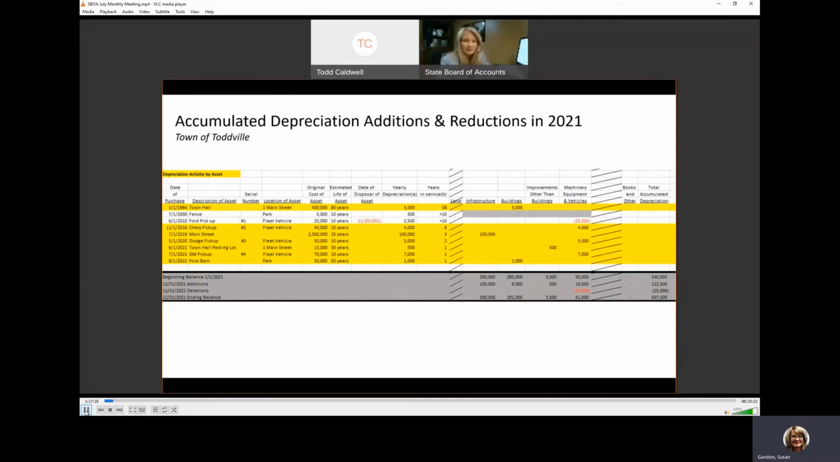For Main Street, I'm adding $100,000 because that's my yearly depreciation. The Dodge is $5,000. The Town Hall parking lot is only $500. The GM pickup is $7,000, and the pole barn is $1,000. So all of those numbers, the yearly depreciation amounts, I have carried over to those individual asset types so that I can look at the additions for the year. The next slide.